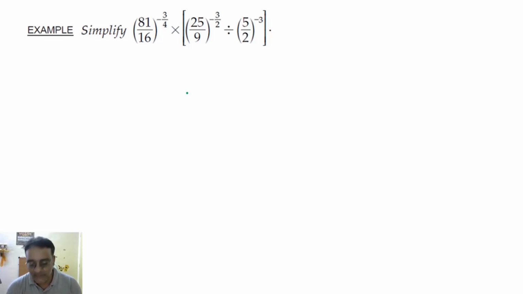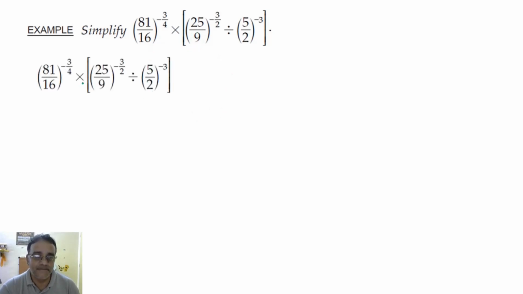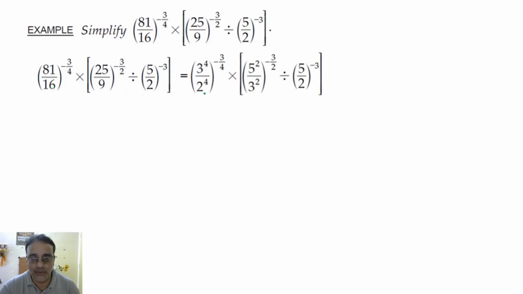3 to the power 4. Very good. So 3 to the power 4. What about 16? Sir, 2 to the power 4. Very good. And 25 को स्क्वायर के फॉर्म में लिखना है तो 25 is 5 square. 9 is 3 square. Right. So now we are going to substitute the value. इसके जगह पे 3 to the power 4 और इसके जगह में 2 to the power 4. So this step is clear to all of you? Yes, sir. Okay.